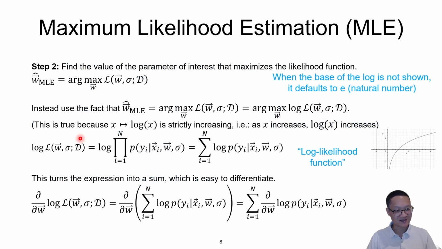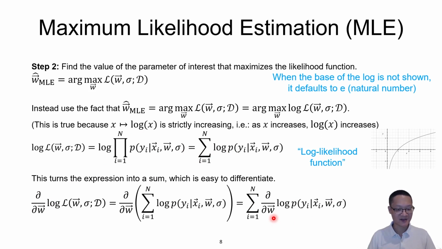Okay, so this is what we see on this slide. Instead of taking the argmax of the likelihood function, we're going to take the argmax of the log likelihood function. Oh, by the way, in this class, all the logs are going to be base e, the natural number, or Euler's number. Okay, we can do this because log x is strictly increasing. And now after we log this product, it becomes a sum of logs, which is really nice because when we take the gradient, we can now take the gradient term by term.